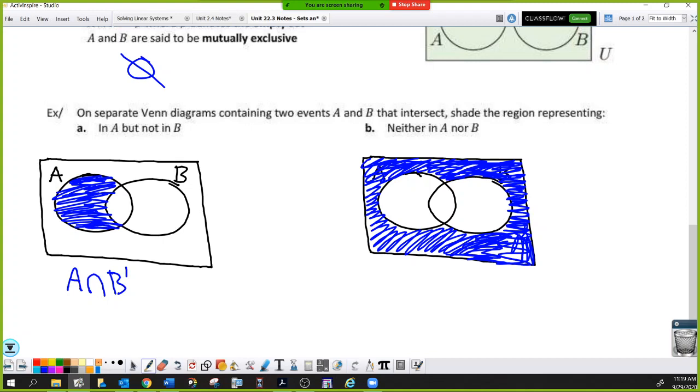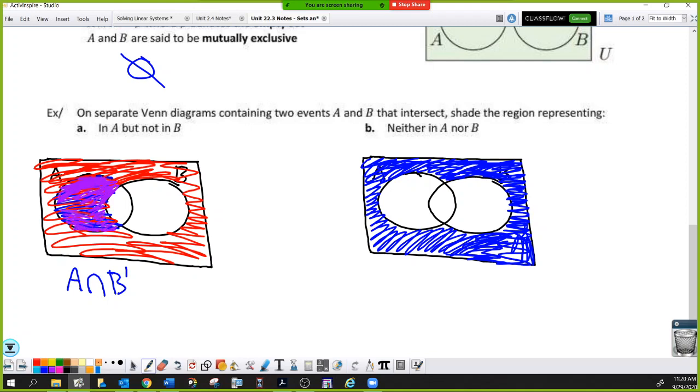It's B prime because I did not shade anything that was in B. If I said shade everything that is not B, then you would have shaded this. This is everything that is not B. So everything that is not B, where does it overlap with things that are in A? Right there. So this is the intersection of things that are in A and the things that are not in B. Make sense?